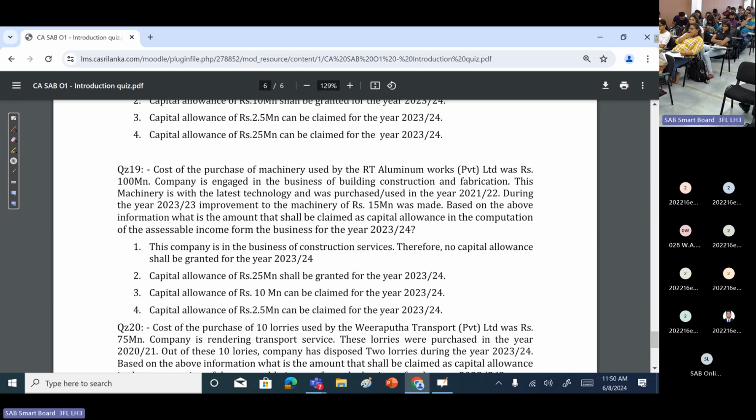So then what is the written down value? 22-23, 60. Yeah, 60 is the written down value. So how much then is the capital allowance they can claim in 23-24? So anyway, the first one is incorrect, right? They can claim capital allowances for another 2 years. So they would have claimed 21-22, 22-23.